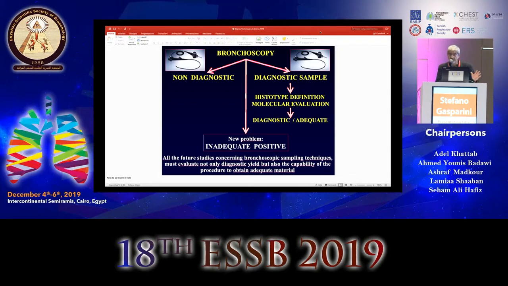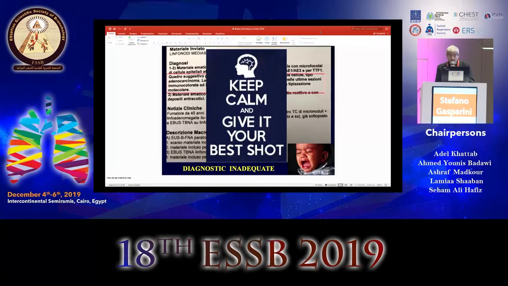About 15% of the bronchoscopies that I do are repetitions. The patient already underwent a bronchoscopy. You already know that he has a lung cancer, but the material that was sampled was inadequate and he had to repeat the bronchoscopy. He lost time, we lost money. So the most important thing is to keep calm and give your best shot during bronchoscopy.